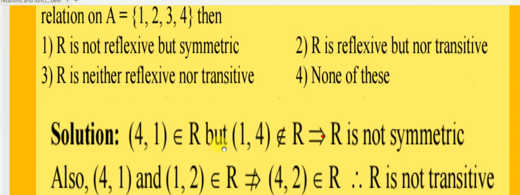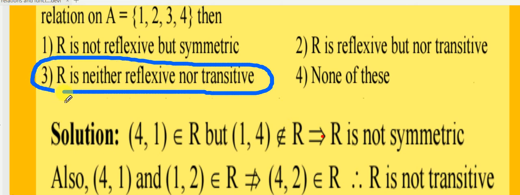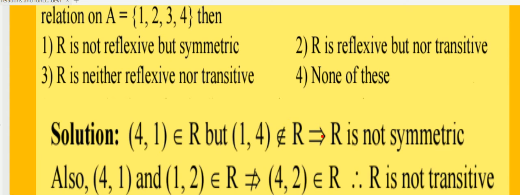So 4 1 belongs to R but 1 4 does not belong to R implies that R is not symmetric. Also 4 1 and 1 2 belong to R but 4 2 does not belong to R. Therefore, R is not transitive. Therefore, R is neither reflexive nor transitive is the correct answer. So option 3 is the right answer.